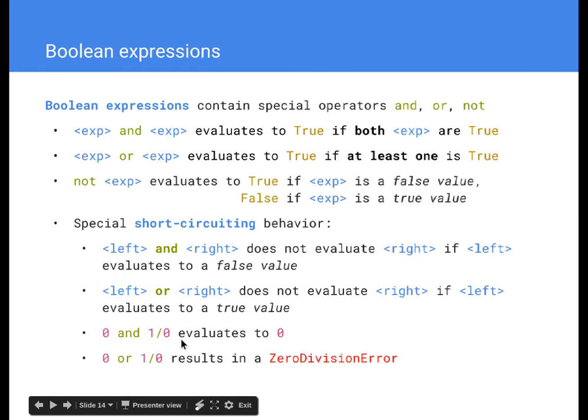Likewise, if I do or though, or says I want to try to find the first true value, essentially. But since 0 is a false value, I say I haven't found my true value yet. So I have to keep on going to the next expression. But the next expression gives me a zero division error.